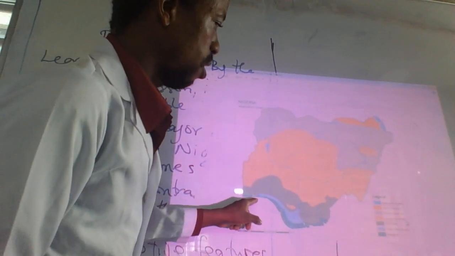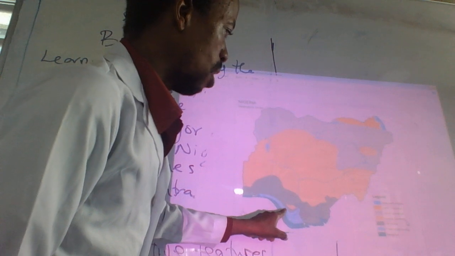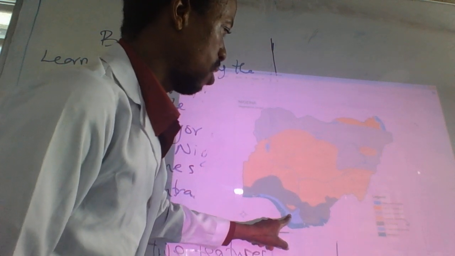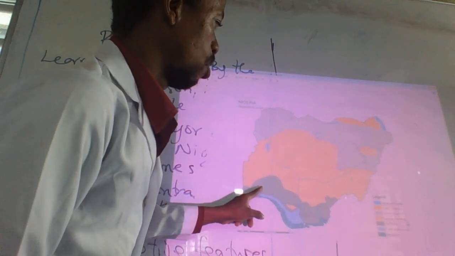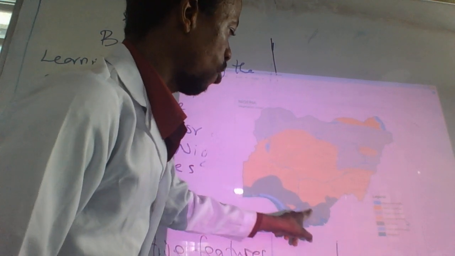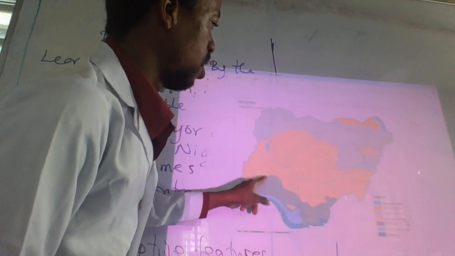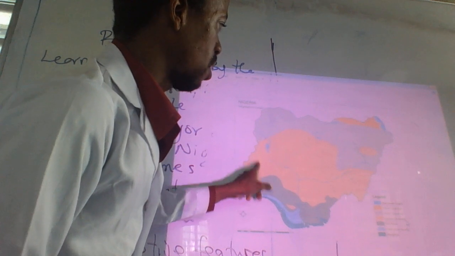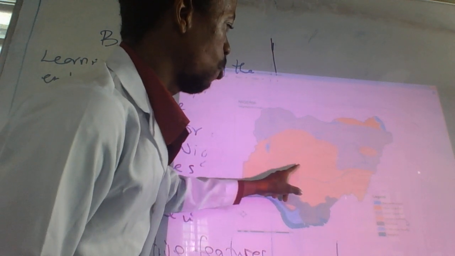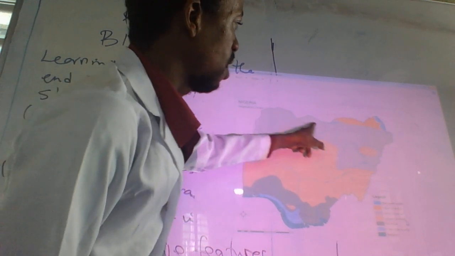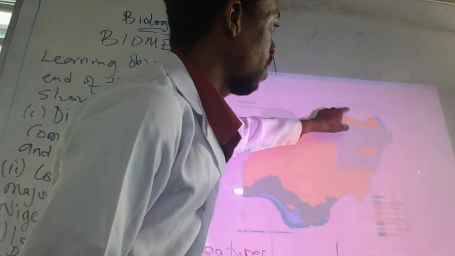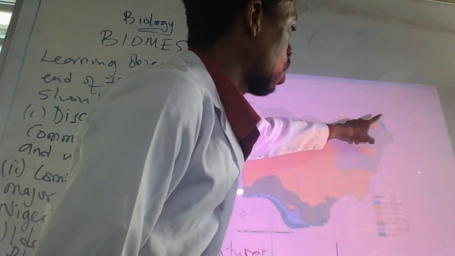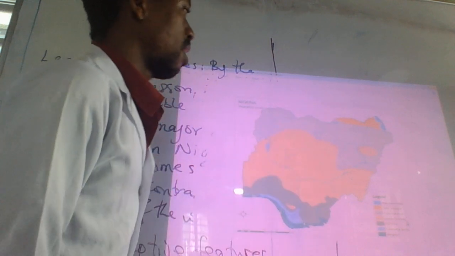From here we can see the mangrove. We have the tropical rainforest, and then we go to the rainforest. You can see the states that are involved here. Then we have our Guinea Savannah, then we move up to the Sudan Savannah. We have the Sahel Savannah. We have the main water bodies, and Lake Chad over there.